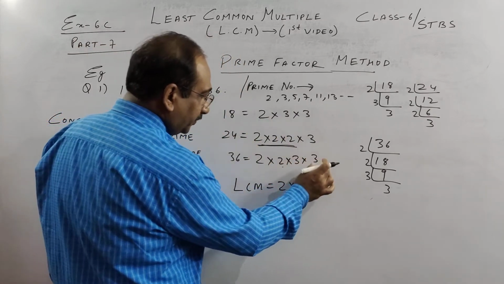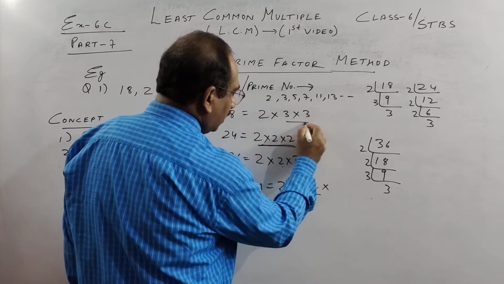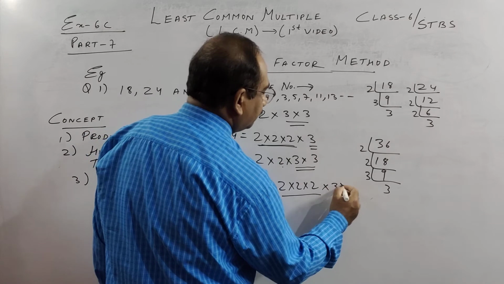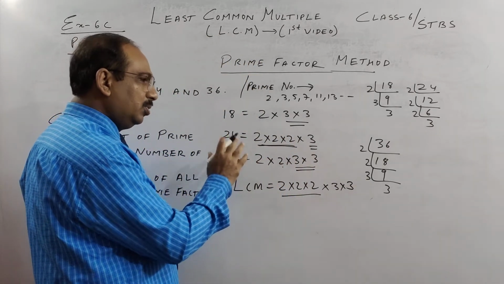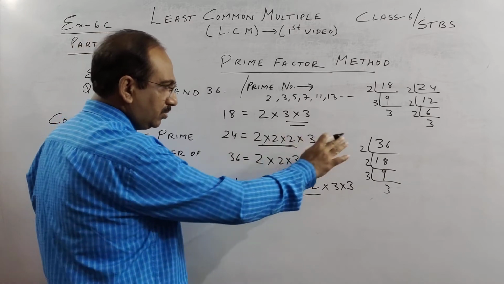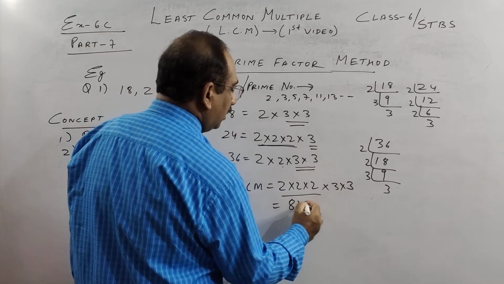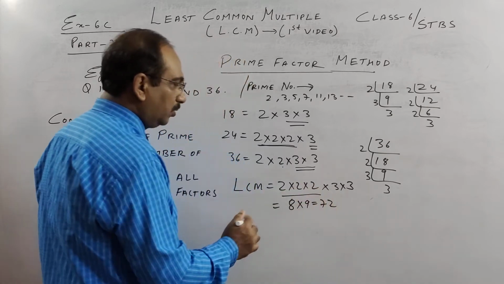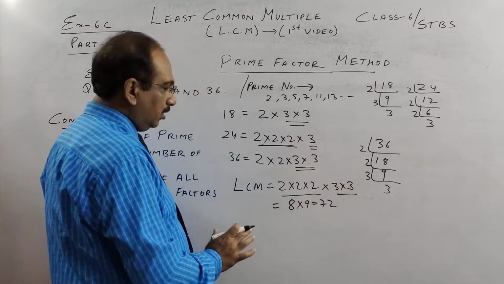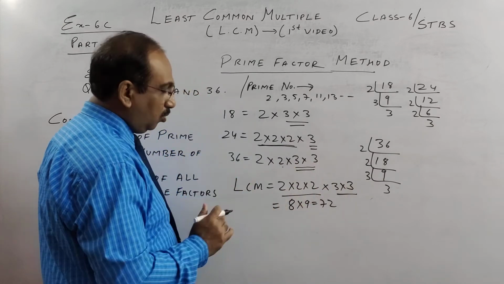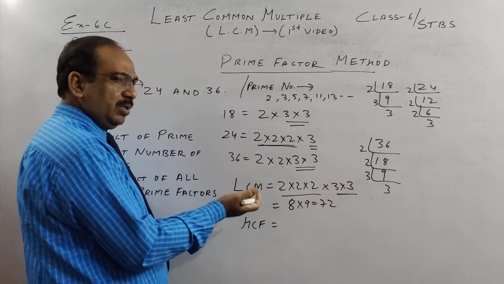Now see, 3 comes twice, 3 comes once, 3 comes twice. So take twice. Remember in HCF, same number, I'll show you what I do here. I'll rub that part and see. So this is my LCM. 8 9s are 72, as I told you. So 2 comes thrice maximum, 3 comes twice. So that is the LCM.